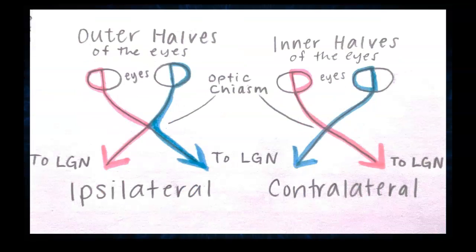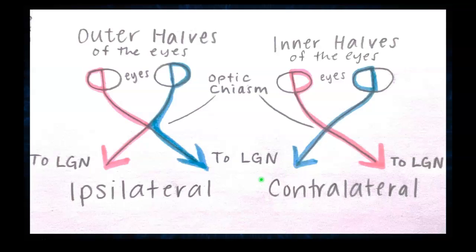The axons of the inner halves of our retinas, which are those closest to our nose, cross over the optic chiasm. So, the axons from the right half of the left eye cross over and continue on to the right hemisphere of the brain, and the axons from the left half of the right eye travel to the left hemisphere of the brain. This means that the information from the inner halves is processed contralaterally.